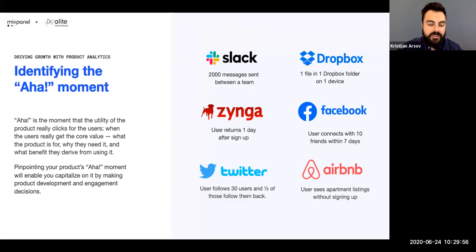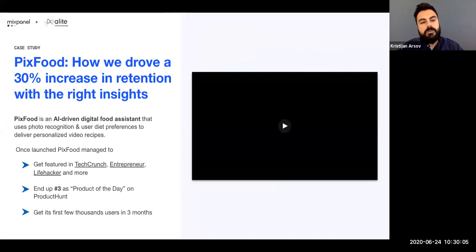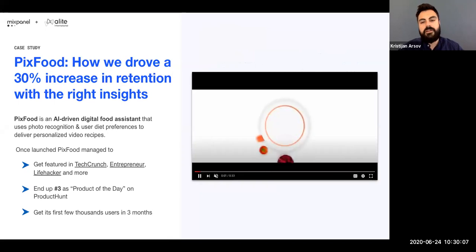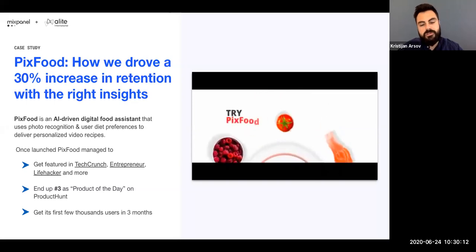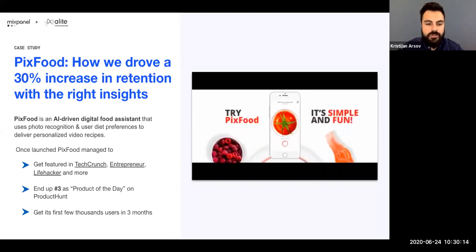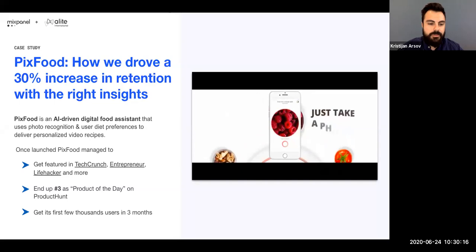Now, to move on away from theory and a little bit into practice, I'd like to go through a short case study of what we've done with one of our clients in helping them increase those important metrics using product analytics. So the product in question is Pixfood, an AI-driven digital food assistant that uses photo recognition and users' dietary preferences and their food allergies to deliver personalized video recipes.